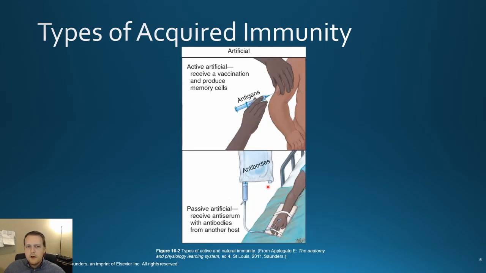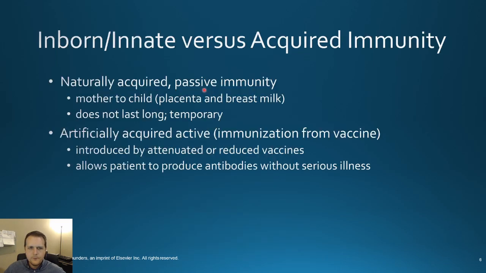So in terms of artificial immunity, this is where we're going to see patients either receiving a vaccination, and that'll help to produce some memory cells, or you can have another passive form of immunity where maybe they're receiving antibodies from an exogenous source, right? So we can give immune globulin, we can give antibodies that may neutralize certain disease states. And so this is less common, but certainly the artificial active form is probably the most common thing we're going to talk about here.